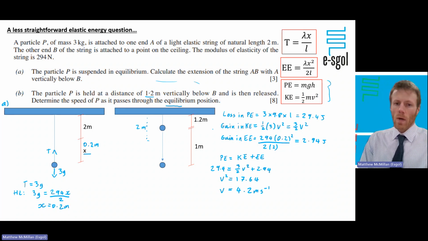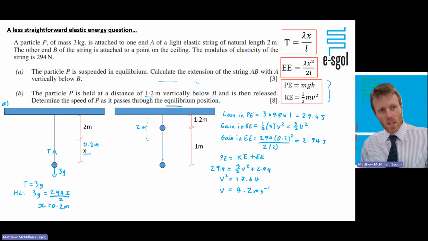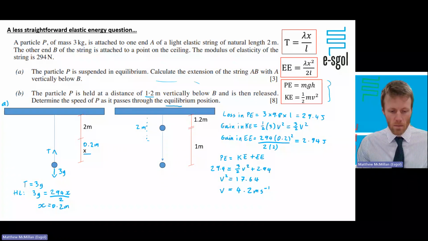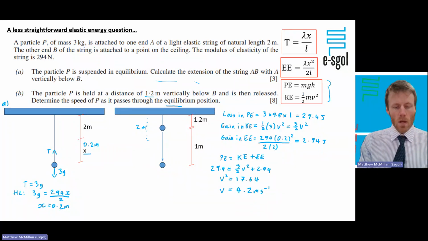Now, there will be other ways of approaching that problem, and you can get credited with marks by doing it other ways, but this is just one way that we can approach the problem. So that is a slightly less straightforward elastic energy question, where we're thinking about conservation of energy.